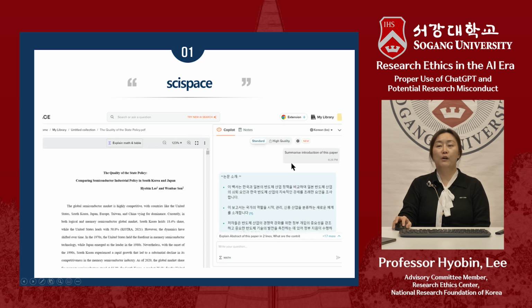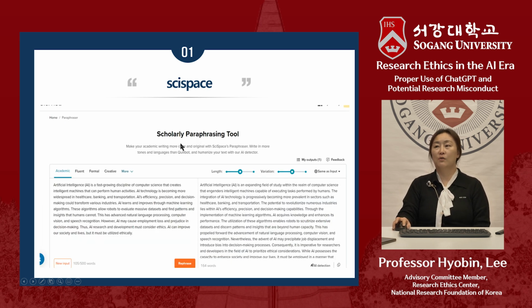And this is a paraphrasing tool. You can input what you want to paraphrase, and if you control length and variation, you can paraphrase whatever you wrote here. Length means short or long, right? Longer, shorter. Variation: formal, casual, like that. So it will be helpful.